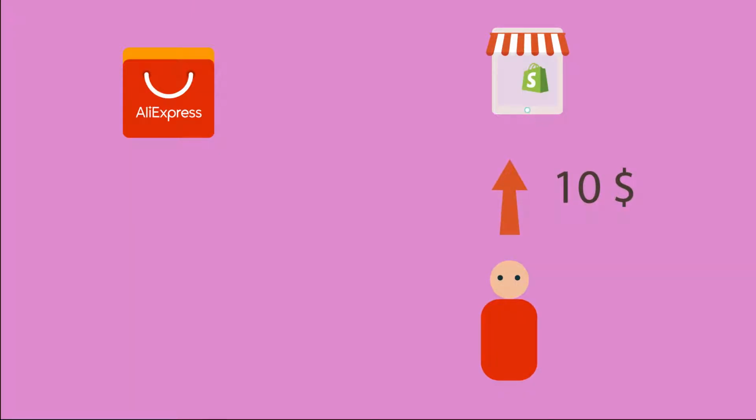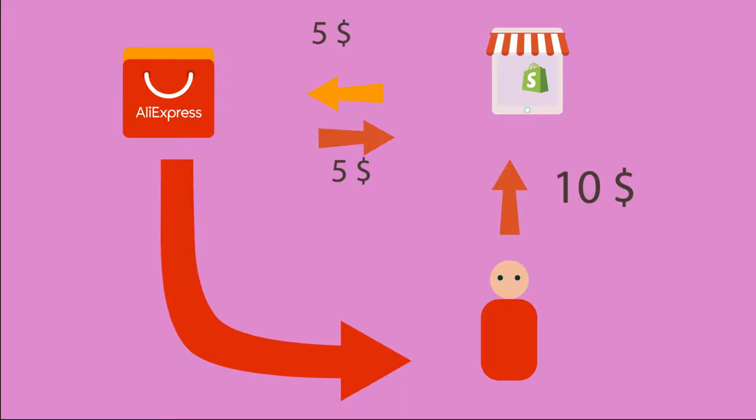Then we list the product with the same image and description on our e-commerce store that we're going to create with Shopify. But we're going to list it for a higher price so that when we receive an order, we take the money and the customer's address. We go on AliExpress, we order the product, and they ship it directly to the customer, and we get to keep the difference. We repeat this process and make a lot of money.